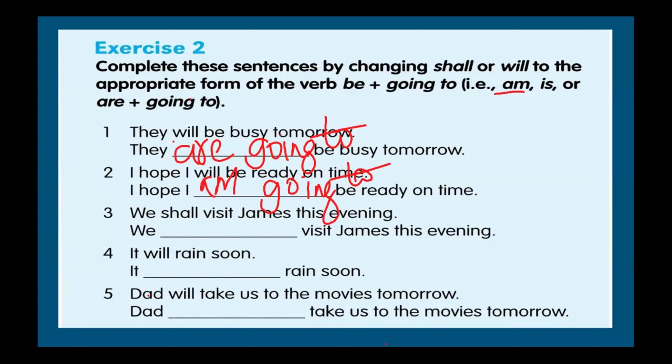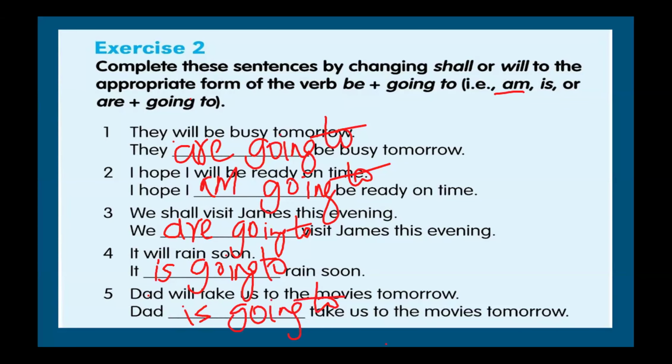Next. We shall visit James this evening. We are going to visit James this evening. Next one. It will rain soon. It is going to rain soon. It is with singular, so you add is. Next one. Dad will take us to the movie tomorrow. Dad is going to take us to the movies tomorrow. Understood? What did we do over here? Verb be plus going to.